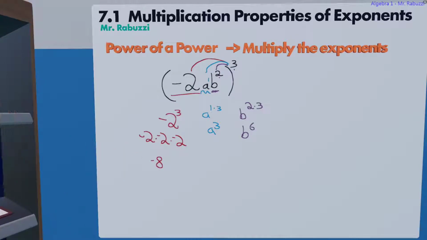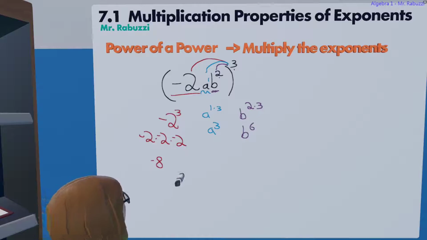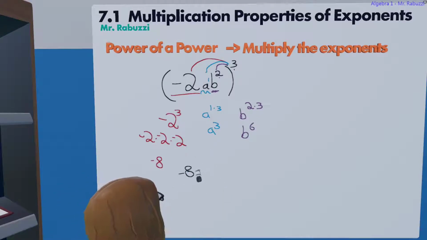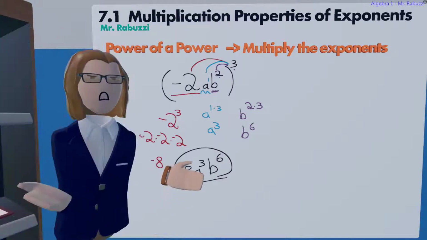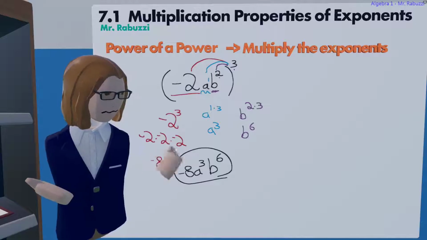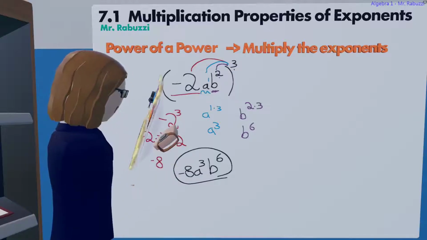Now we just need to put everything back together. We have negative 8. We have A cubed. And we have B to the 6th. There it is. Final answer. Okay, so it's not too bad. Let's check one example.